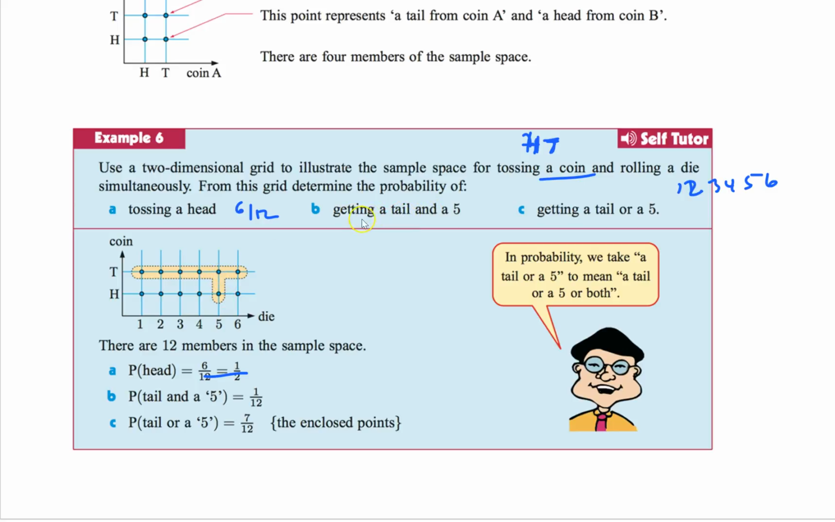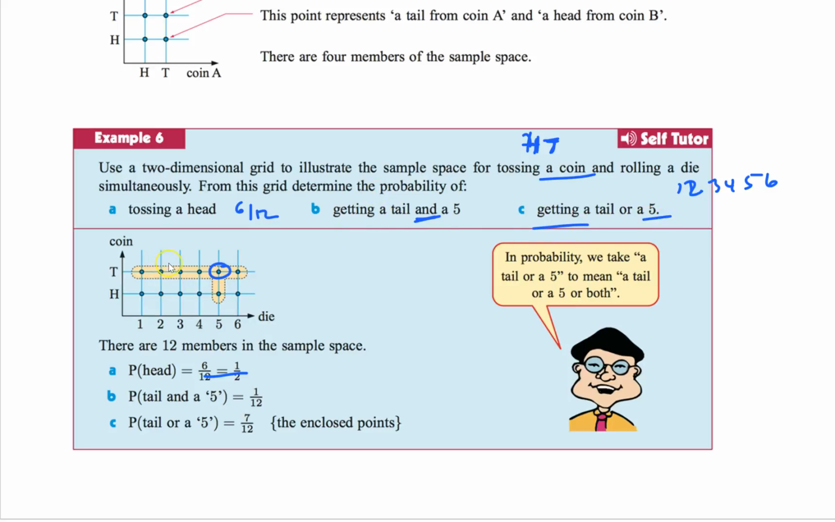Okay, I did that wrong. Getting a tail and a 5 is very important. A tail and a 5 is tails and a 5 right there. Sorry about that. So 1 out of 12. It only happens once. Getting a tail or a 5 is what I meant earlier.